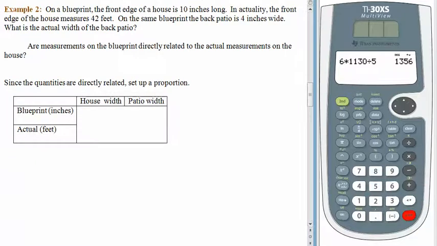We have a blueprint looking at a house. And on the blueprint, the front edge of the house is 10 inches long. But of course, the house isn't really 10 inches long. The front of this house measures 42 feet. On the same blueprint, the back patio is 4 inches wide. And our job is to figure out what the actual width of the back patio is. And the first question is, are the measurements on the blueprint directly related to the actual measurements on the house? And the answer to that is yes.